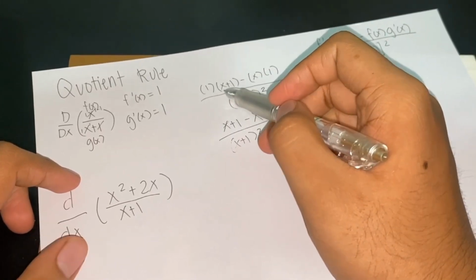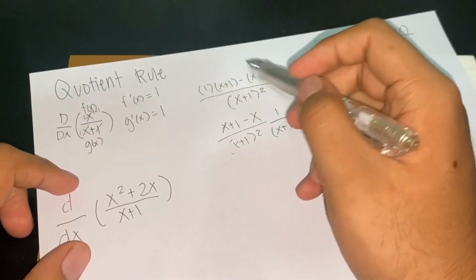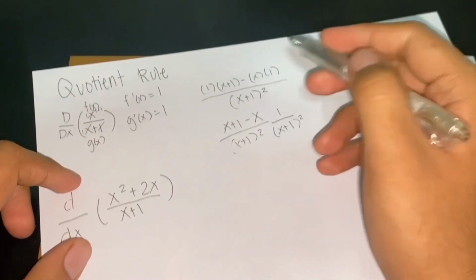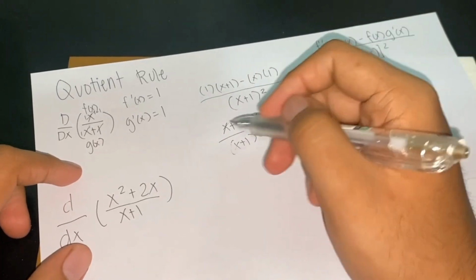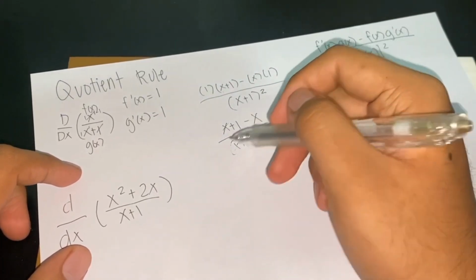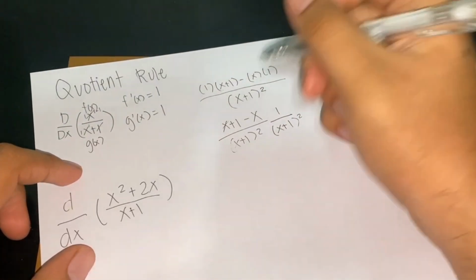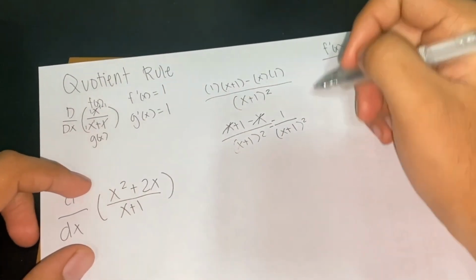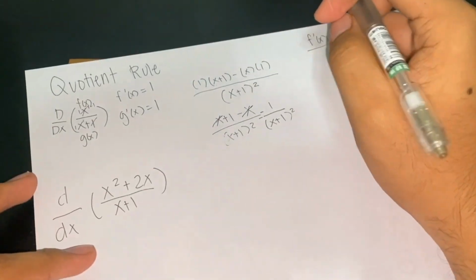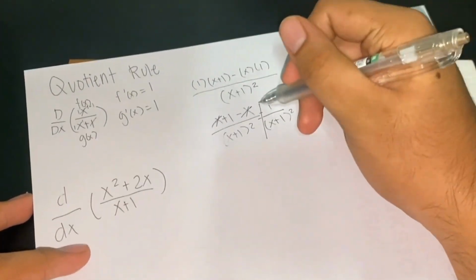So 1 multiplied by x would still just be x, and 1 multiplied by 1 would still just be 1. So it will become x plus 1 minus x, all over x plus 1 squared. By cancelling our values, that would just be 1 over x plus 1 squared, and that is our final answer.